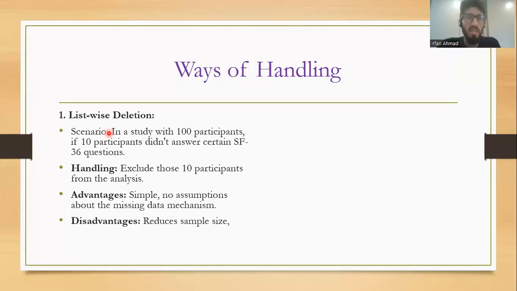It has an advantage: it is simple, with no assumption about the missing data mechanism, because you don't have to justify what you did with the missing data. Whatever you do in research, you have to mention it in your writing and give references for why and how you did it. If you don't want to answer why and how, you just delete it. But when there is a shortcut, there is always a disadvantage.